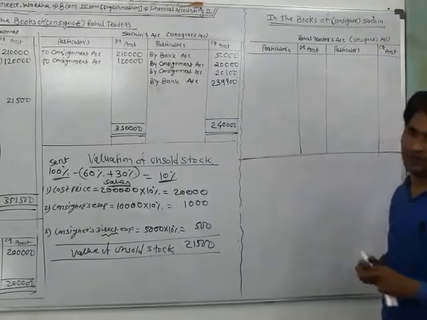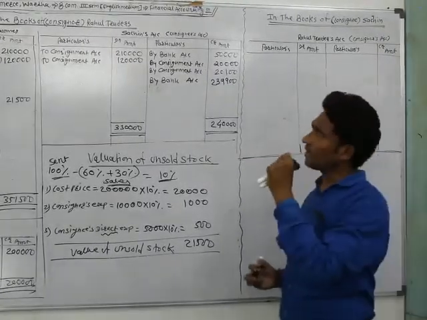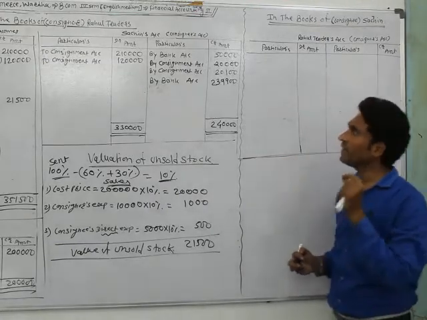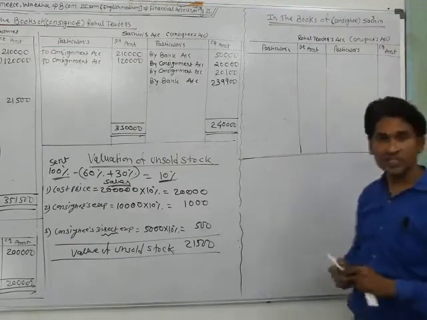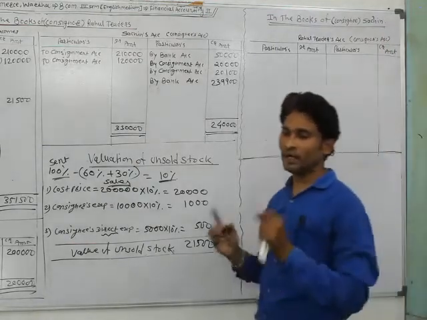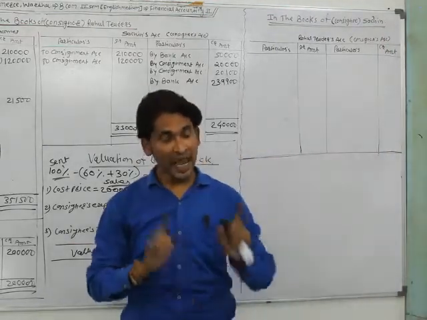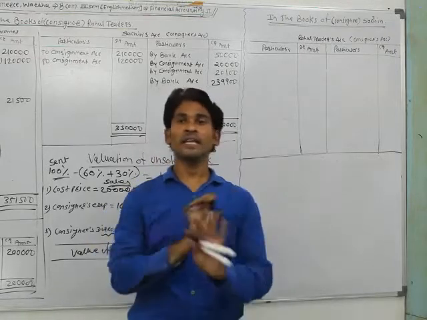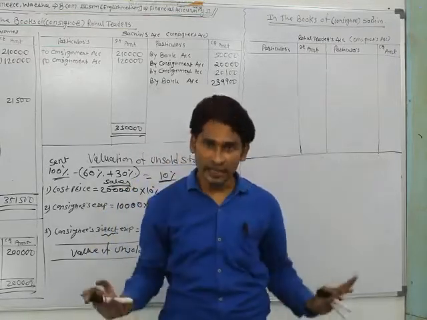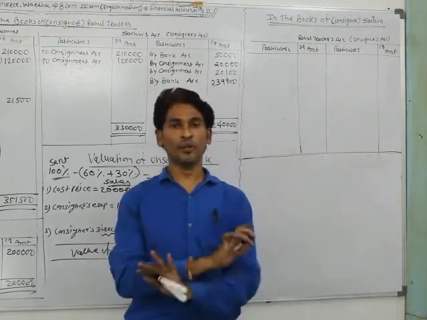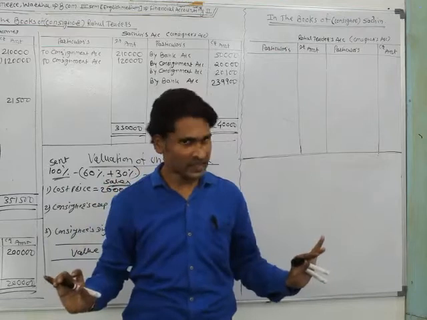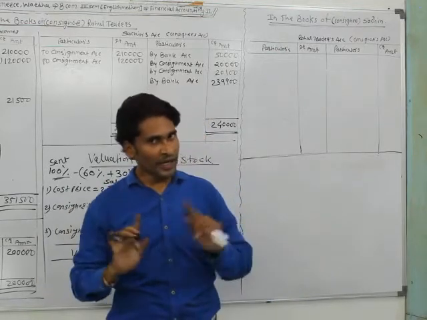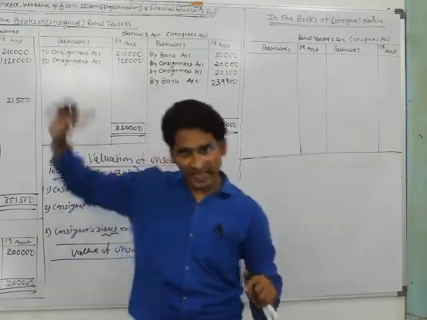So in the books of consignee, it means in the books of Sachin, Sachin prepares the Rahul Traders account. It means the consignor's account. Now, Rahul Traders sends the goods to Sachin.